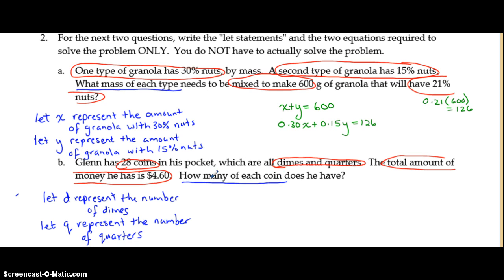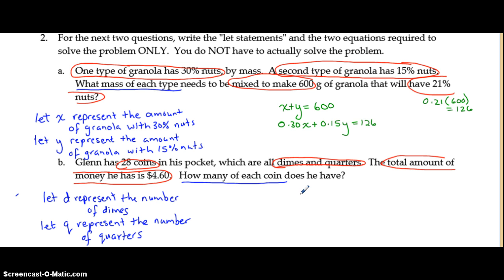Okay, hopefully you took the time to do that, and this is what you should get for your let statements. The question is, how many of each coin does he have? So I decided just for fun to use D for dimes and Q for quarters instead of X and Y, because that's kind of boring. So let D represent the number of dimes, let Q represent the number of quarters. Make sure you're always saying the number of dimes and not just let D represent dimes.